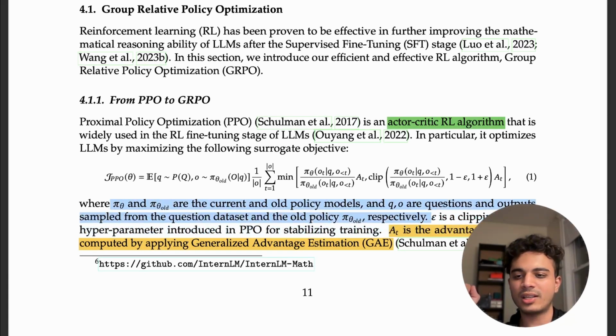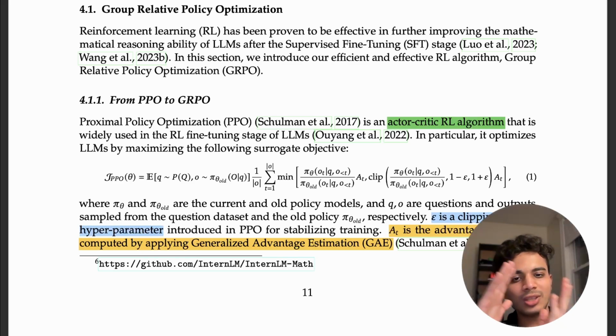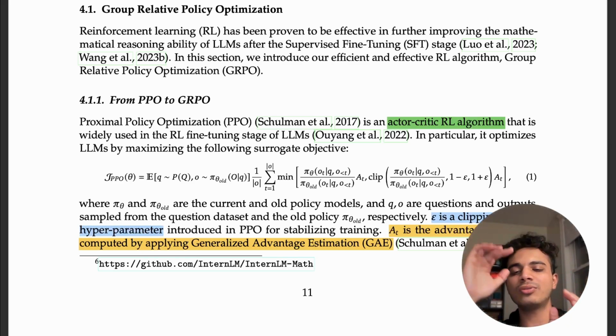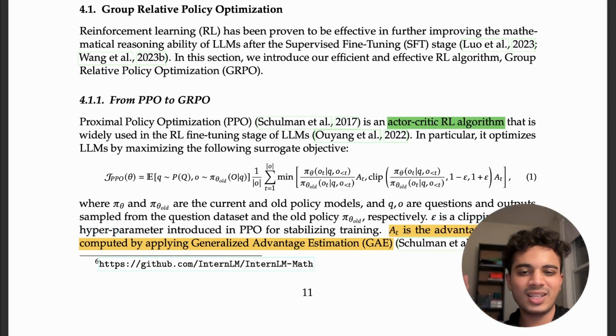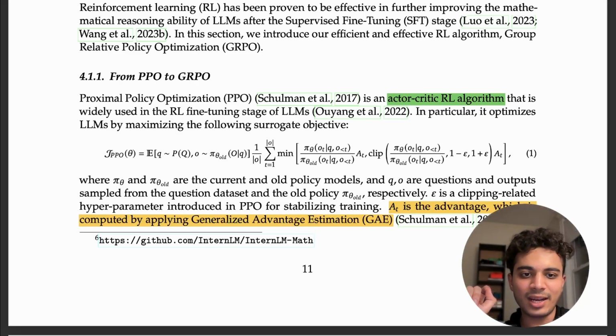Epsilon is a clipping-related hyperparameter. Clipping was introduced, I think, before PPO or in PPO. I cannot really recall exactly, but clipping is a method where we restrict the range of our output to some extent. It should not go below something, it should not go above something, and it looks similar to SVM, but in a different general scenario. I cannot really explain exactly what clipping is right now, so I won't comment on that much, but it's very popular knowledge. Okay, something important is that A is the advantage, which is computed by applying generalized advantage estimation.